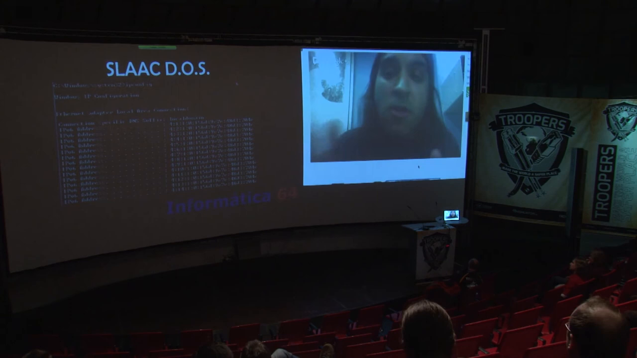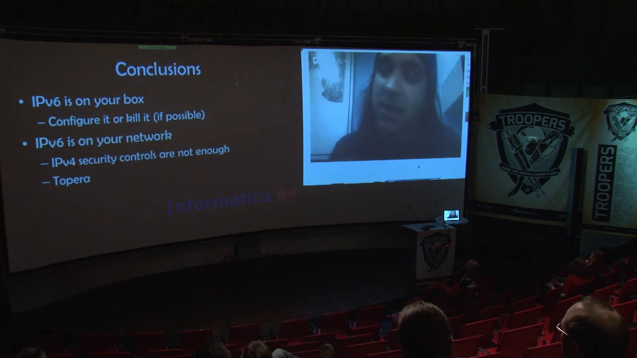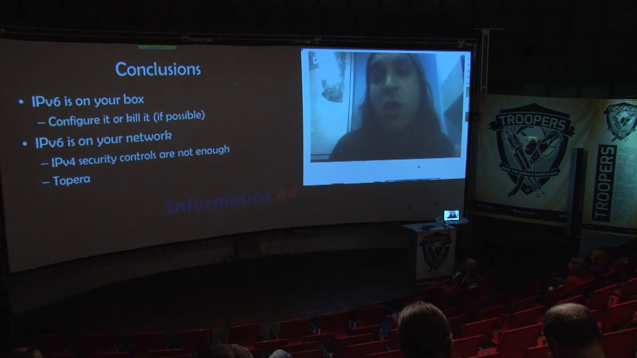The only response from Microsoft is just to, okay, don't let router advertisement storms attack your network, so use some protection in the switch or in your network infrastructure to protect your Windows machines against those attacks. Well, and that's all. Just as conclusions, one thing: IPv6 is on your box, also is on your network, and the main problem is that IPv4 security tools and IPv4 security attacks are not working in the same way in the IPv6 protocol, so you need to think twice about the security of your network if you have IPv6 on it.